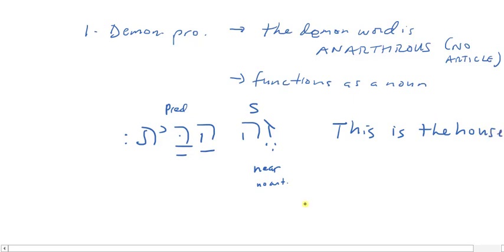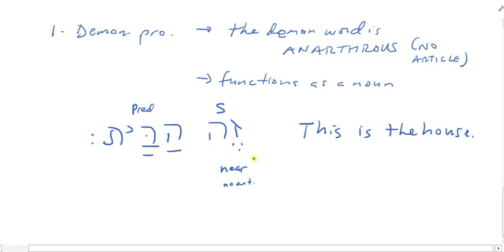This is the house. That's easy enough, right? It's not "this house." It's "this is the house." Okay? It's functioning independently as a noun. It's not modifying anything.